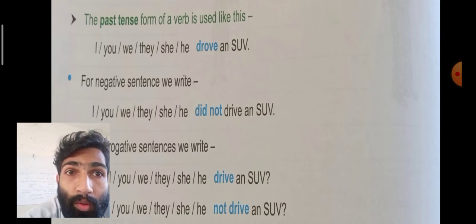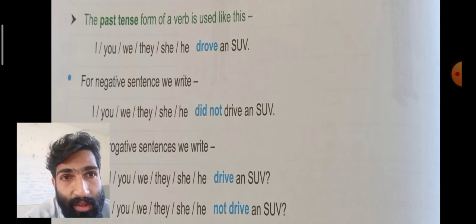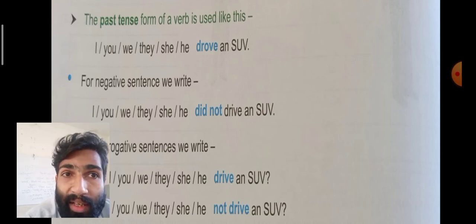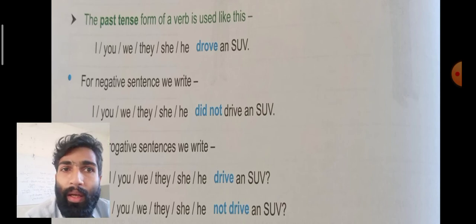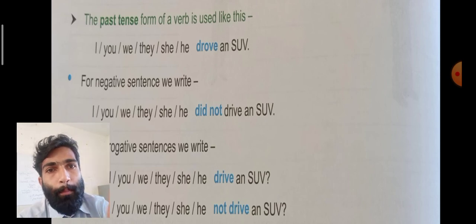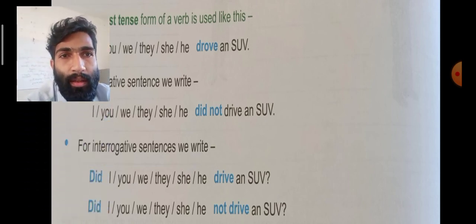Then for negative sentences we write I didn't drive an SUV. Didn't, okay, did not, didn't. I didn't drive an SUV, you didn't drive an SUV, we didn't drive an SUV, she didn't drive an SUV, he didn't drive an SUV. There is also no change, only did not in past for he and she.